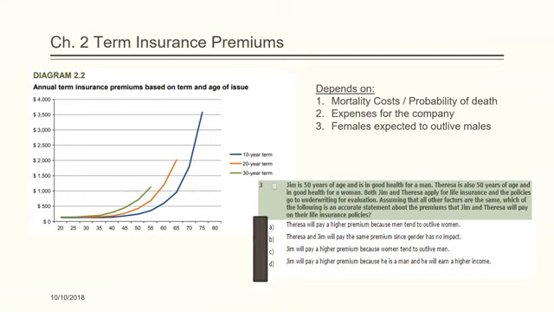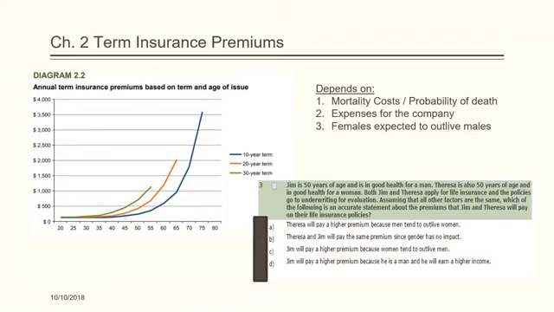So the premium depends on three things. One is mortality cost, that is, the probability of death. What are the chances that somebody of your age and your health situation is going to die? The insurance company has a lot of different tables to look into, and they estimate and calculate that. Then there are the expenses for the company: admin fees, commissions, and all the other expenses for managing the policies. And females are expected to outlive males, so females have a little bit lower premium. So that is the other concept in the case of term policy.